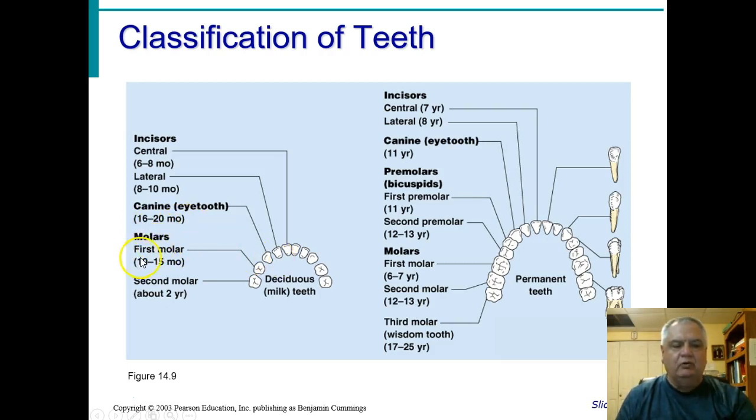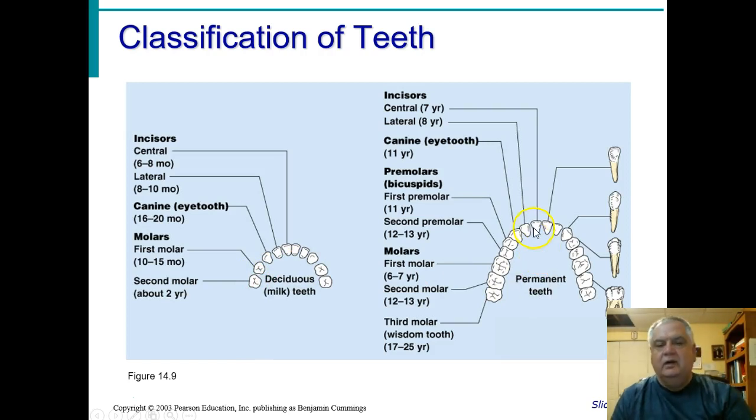And then you have the molars. You have first molars, which come in at about 10 to 15 months, and then the second molars at about 2 years. Okay, so on each side, you're going to have 1 central incisor, 1 lateral incisor, a canine, and 2 molars, the first and second molars.